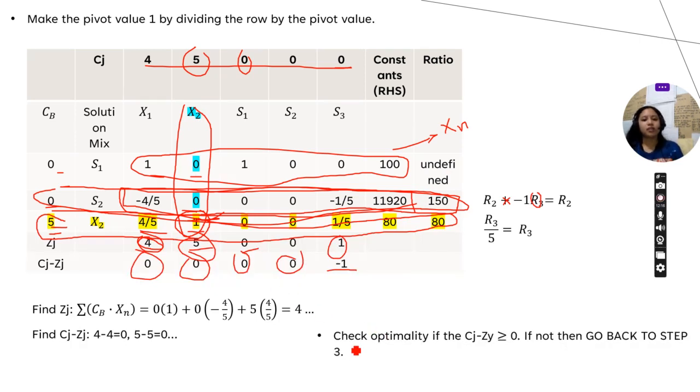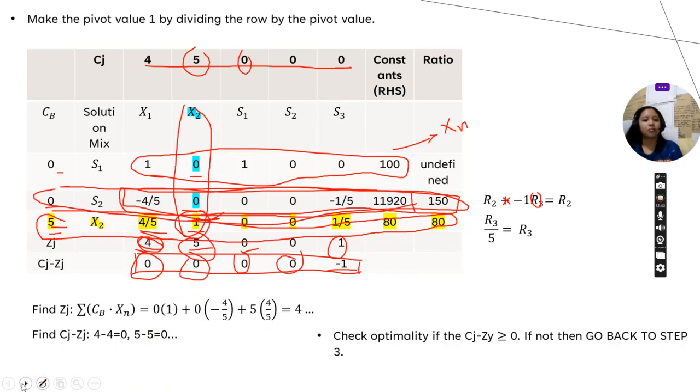So the next step is, let's check optimality: if the Cj minus Zj is greater than or equal to 0. And if not, then go back to step 3. Since Cj minus Zj has a negative 1, we should come back to step 3.